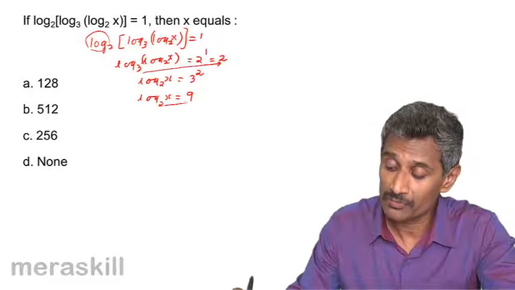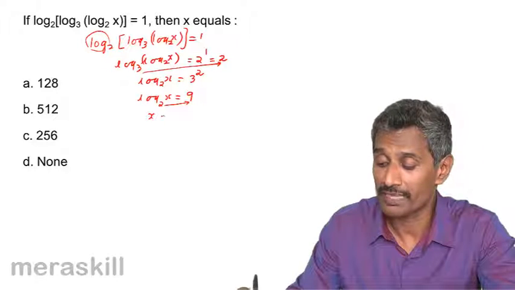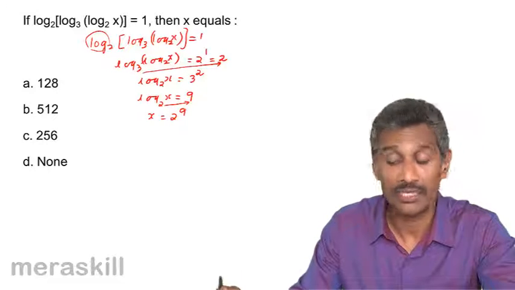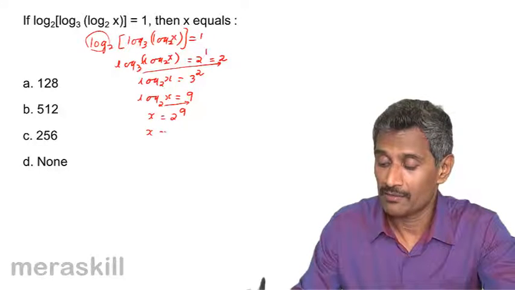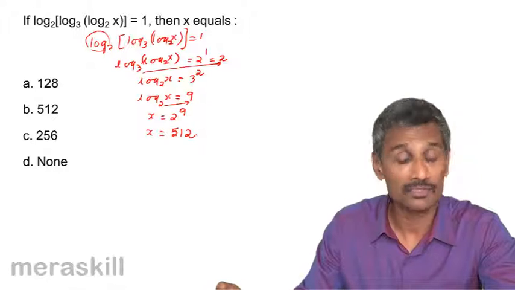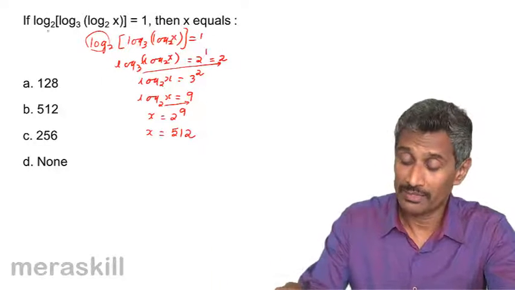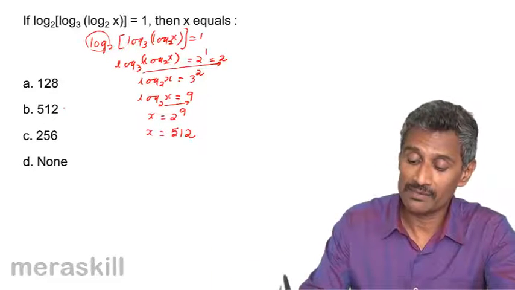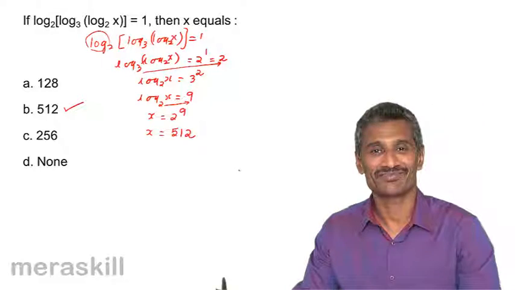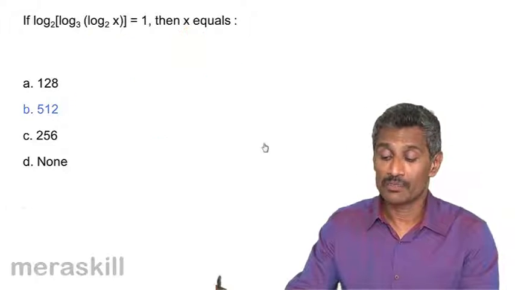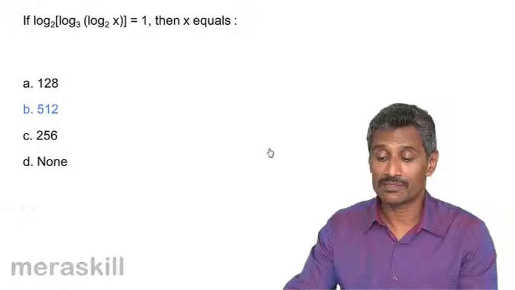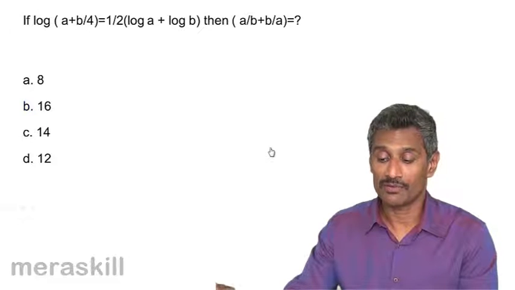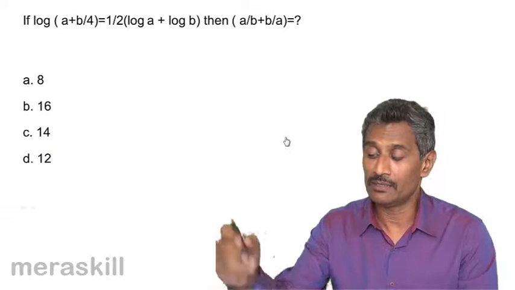Further, converting to exponential form to do away with the log, x would be equal to 2 raised to 9. With your calculator, you'll be able to find that 2 raised to 9 is nothing but 512. So in such a case, the value of x is 512. And we do have the same 512.